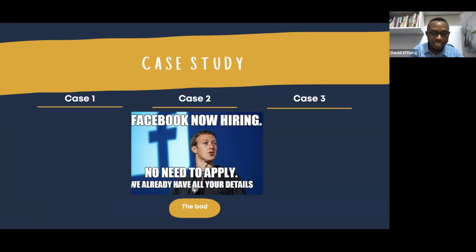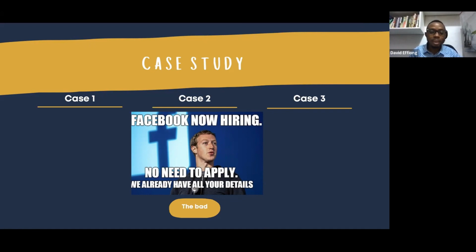So let's go to the bad. I'm sure most of us can remember the Facebook data scandal with Cambridge Analytica, maybe last year, where Facebook gave out, or it was said that Facebook gave out, our data. So this meme says Facebook now hiring, and Mark Zuckerberg says, no need to apply, we already have all your details. Well, funny, but true.